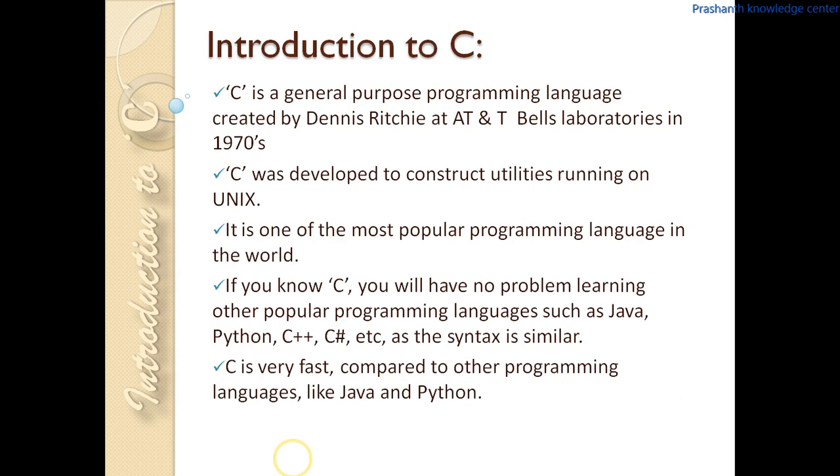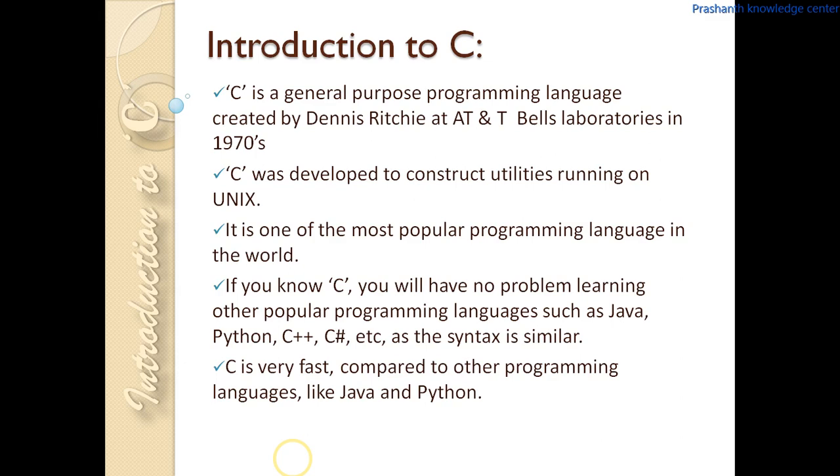Thousands of programming languages have been developed till now, but each language has its own specific purpose. Let us come to C language. C language is a general purpose programming language created by Dennis Ritchie at AT&T Bell Laboratories in the USA in the 1970s. C language was developed to construct utilities running on Unix. Unix was completely designed in C language.